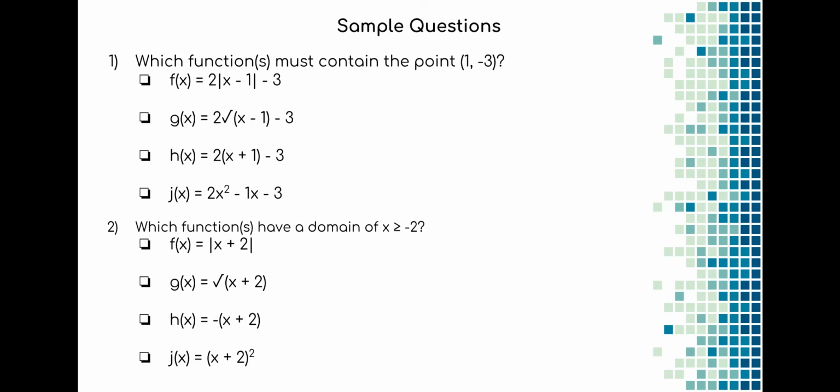So f of x equals 2 times the absolute value of x minus 1 minus 3. That's going to have it. In fact, the first two functions are definitely going to contain the point 1, negative 3.